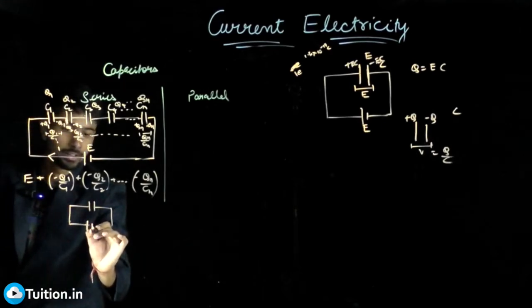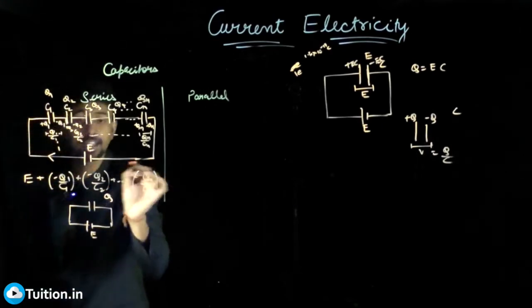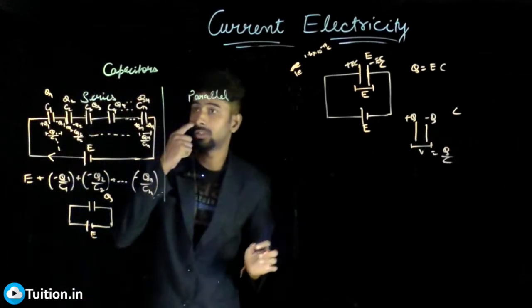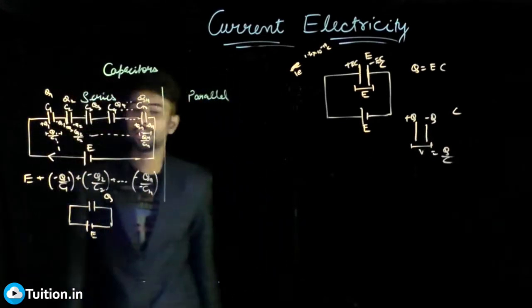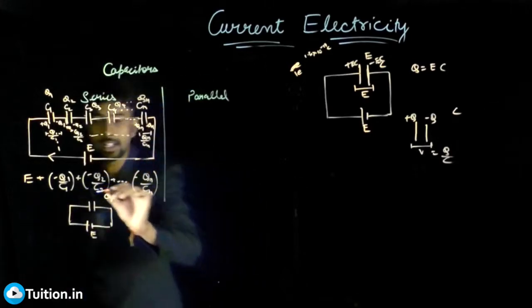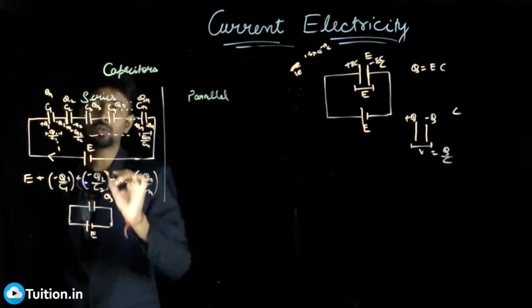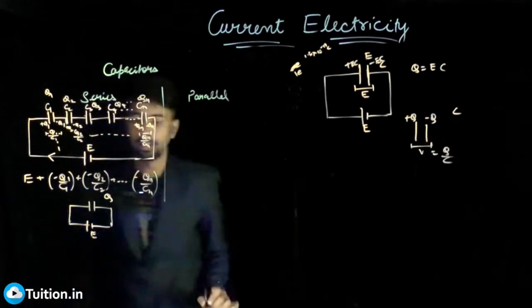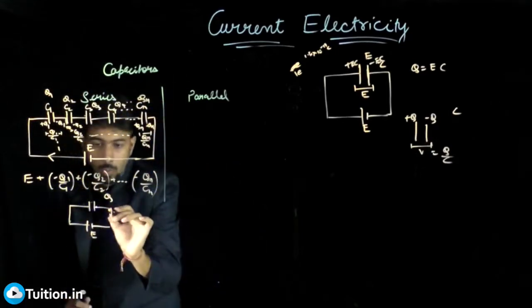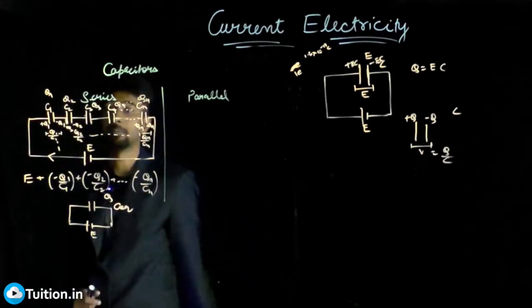So now if I replace all this system with just one capacitor, such that neither my battery changes nor the net charge changes, the net charge that was supplied by the battery here was Q1 plus Q2 plus Q3 and so on up to Qn, right? So what is the C equivalent for this system?